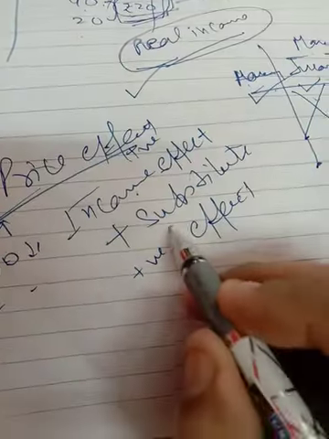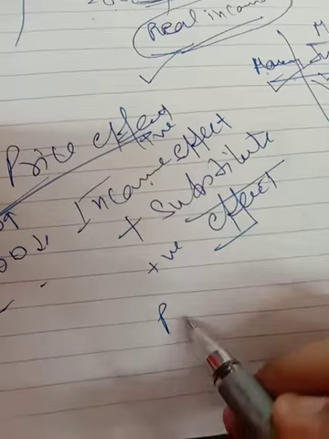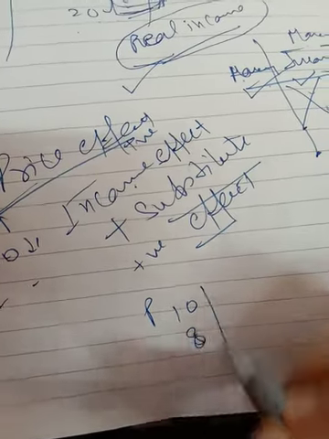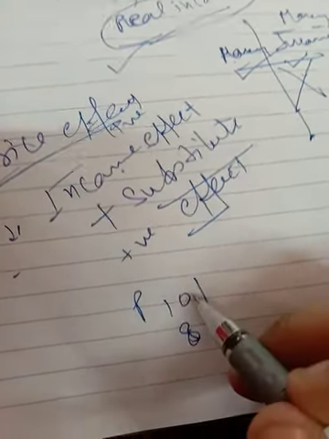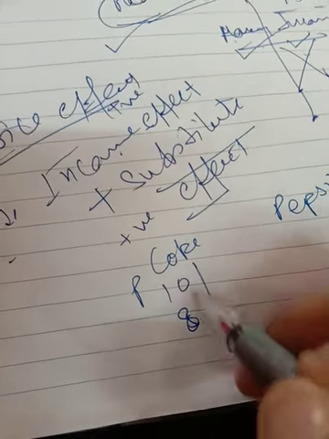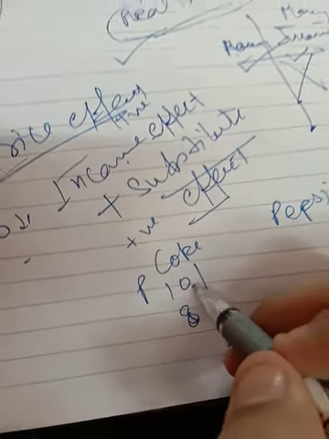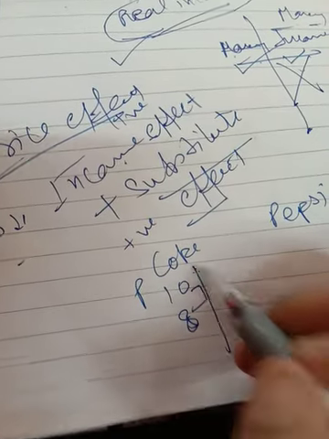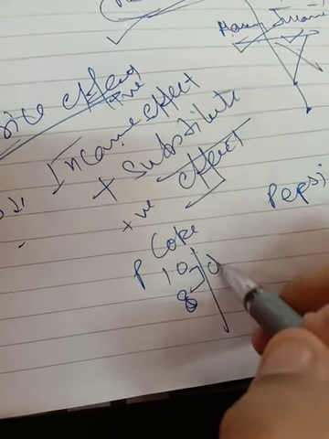Substitution effect positive means if price falls, suppose from 10 to 8 in the case of substitute goods, suppose Coke and Pepsi, they both are substitutes and the price of Coke has been decreasing, then people will shift to Coke. They will prefer Coke definitely because that is cheaper.